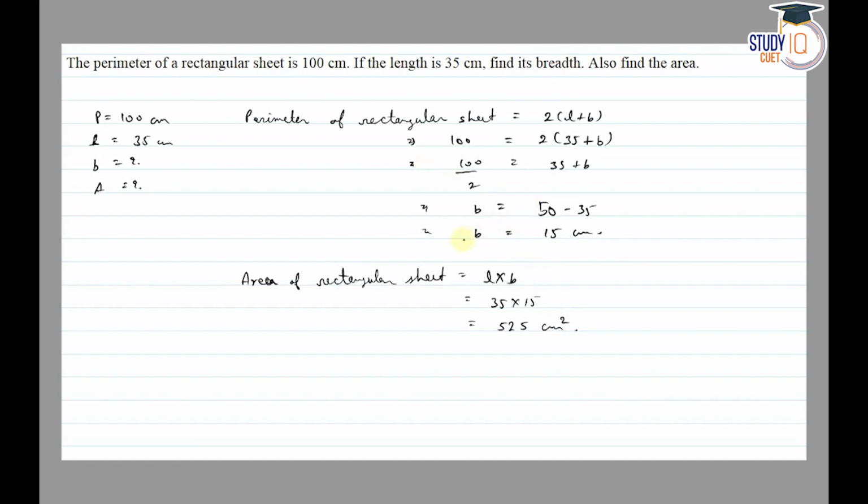So breadth of rectangular sheet is 15 centimeter and area 525 centimeter square. Thank you.